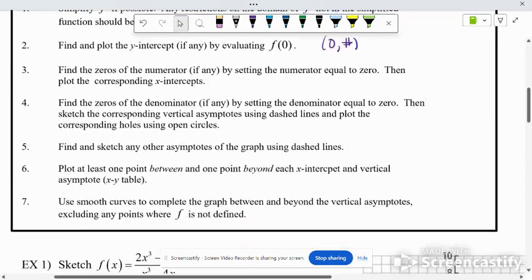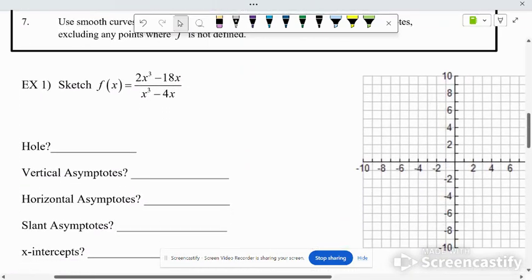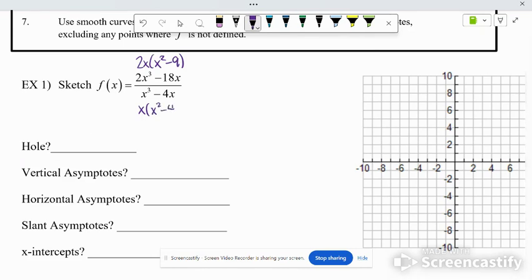So let's take a look at that. For example 1 here, we have f of x. Our first thing is going to be to factor the numerator and the denominator. They both end up having a GCF of 2x in the numerator and x in the denominator. And then they both are going to be the difference of 2 squares.